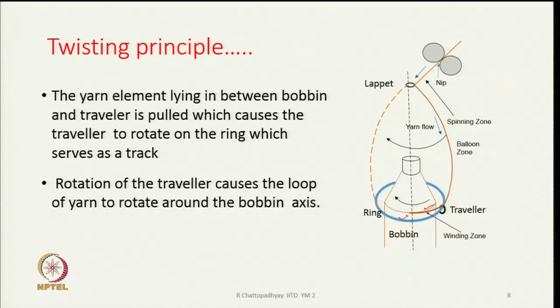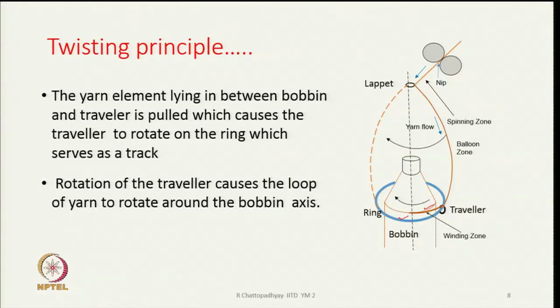on the ring. The blue circle here is indicating the ring. Ring is nothing but a track. On this track, the traveler continuously runs. So, basically it is a track for the traveler, and the traveler is a small loop of wire, very, very tiny, and the yarn element is made to pass under the traveler, and then from there it is going to the bobbin. So, as the bobbin turns, the yarn will be pulled and the traveler will be made to run on the track, that is on the ring.